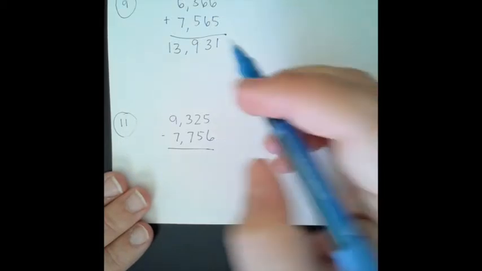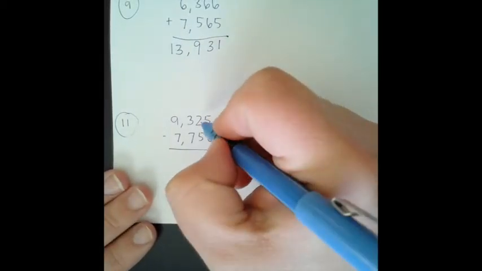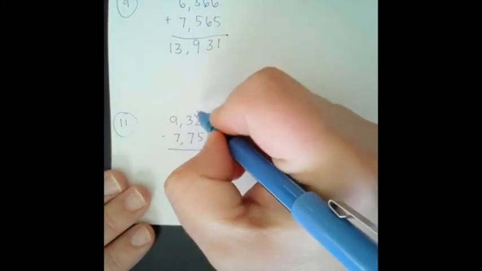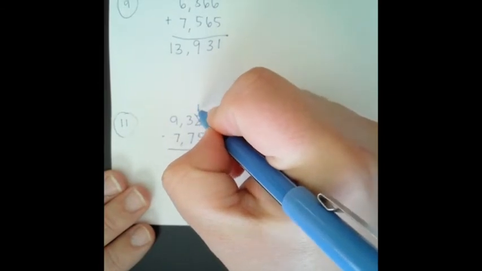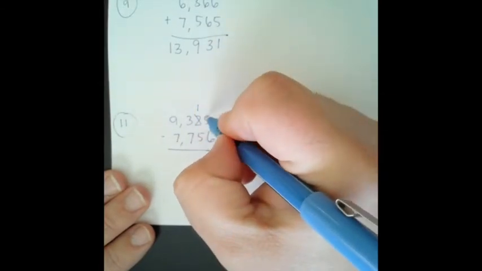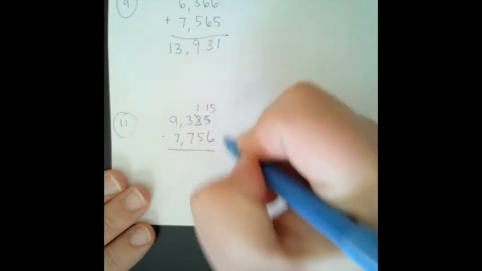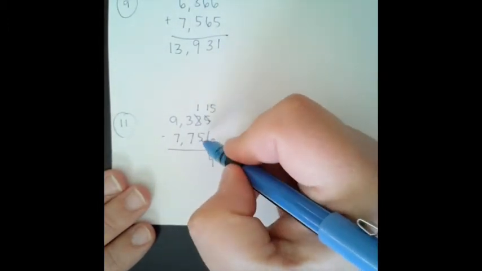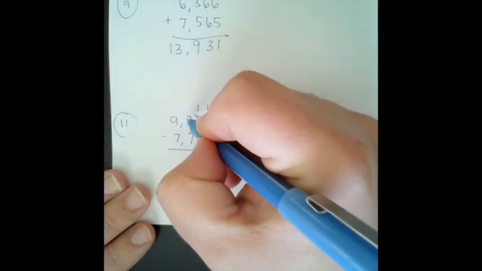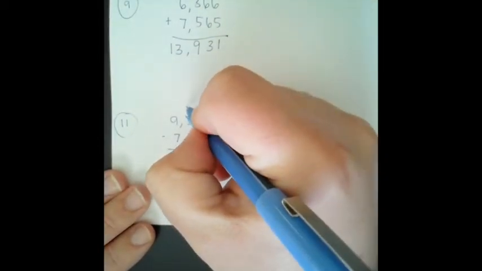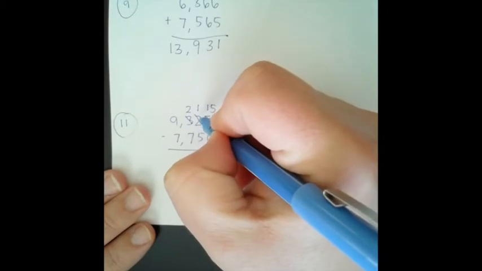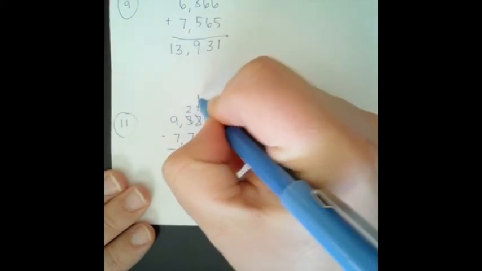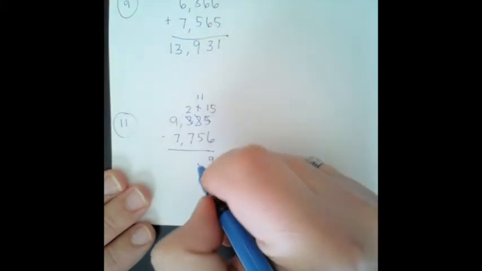5 take away 6. You're not able to do that, so we need to trade. So we're going to take that 2, trade one of them, leave us with 1. Now we have 15 ones. 15 take away 6 is 9. 1 take away 5, we're not able to do that, so we've got to trade again. We're going to trade for the hundreds, make that a 2. Add 10 tens to the one we already have, so that would be 11. 11 take away 5 is 6.